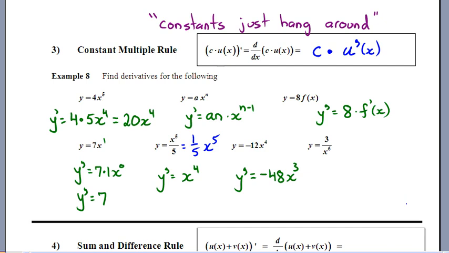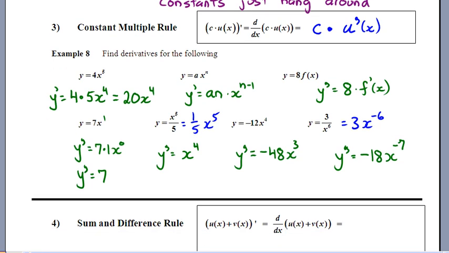I'm going to rewrite this one. This is like 3x to the negative 6. Okay, so y prime would be, the 3 hangs around and the negative 6 shows up, so we're going to have a negative 18, x to the negative 7. Okay, so that's the constant multiple rule. Constant's just going to float around.